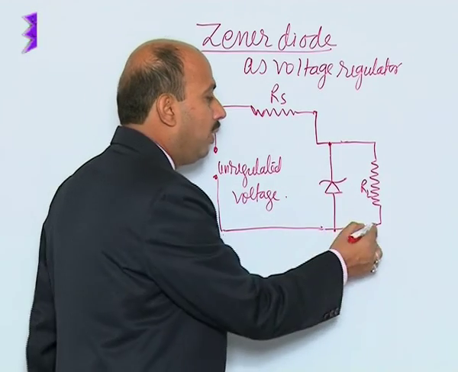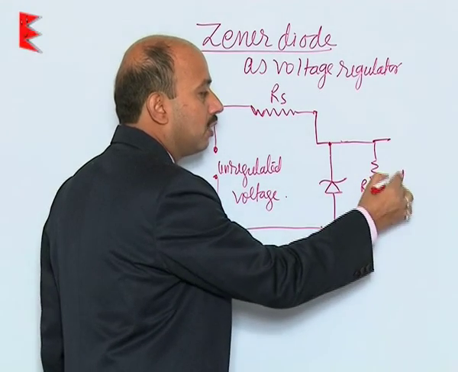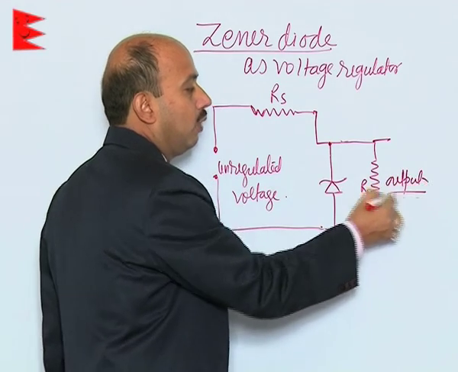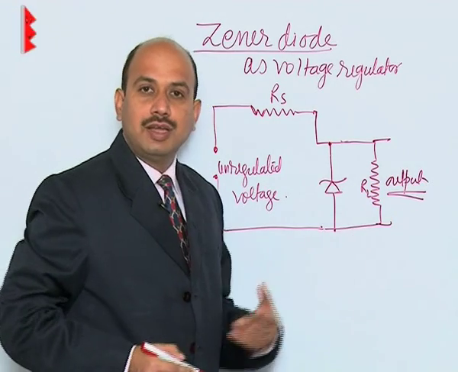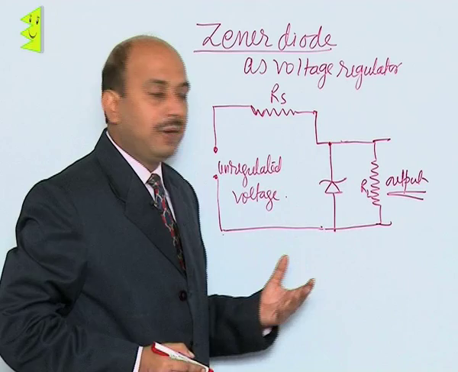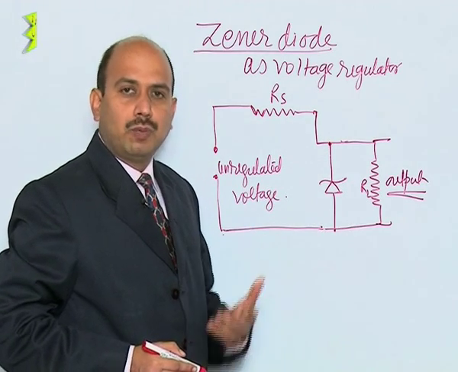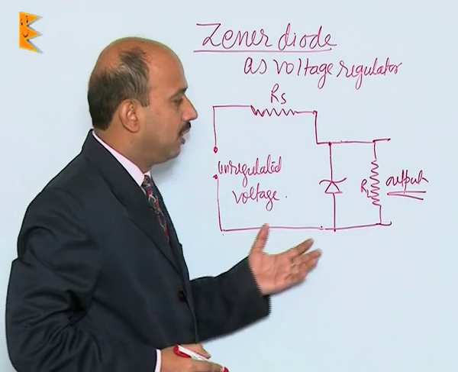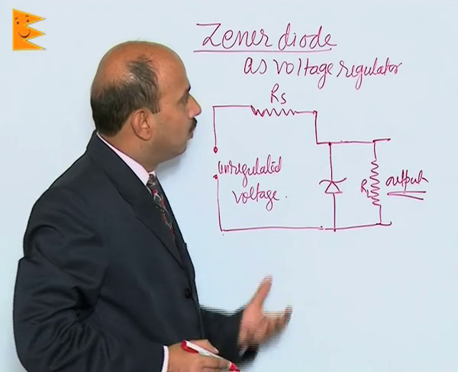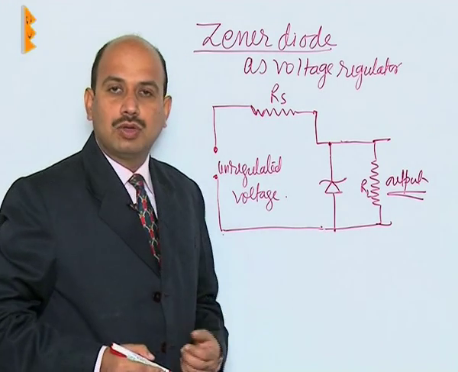So, in this way we can take the output as a regulated one, or almost constant voltage, but that depends on the power rating of the Zener diode. For different cases, we use Zener diodes of different power ratings. So, this is the working of the Zener diode as a voltage regulator.